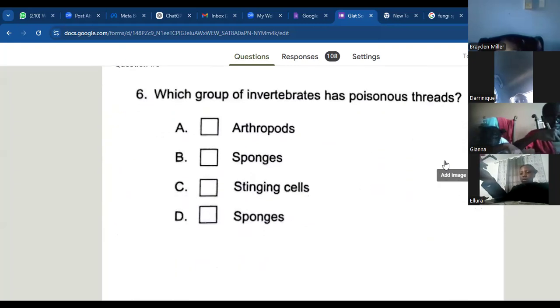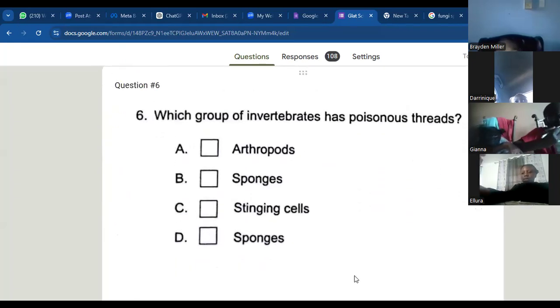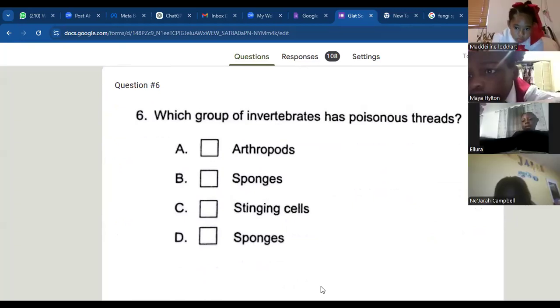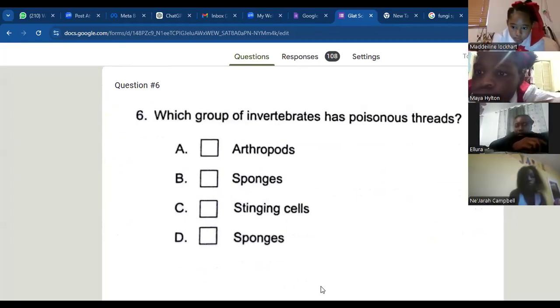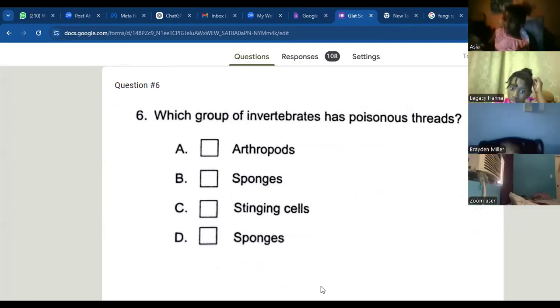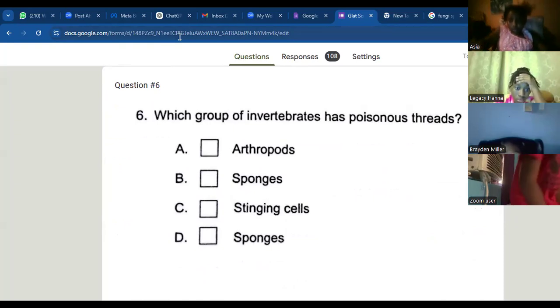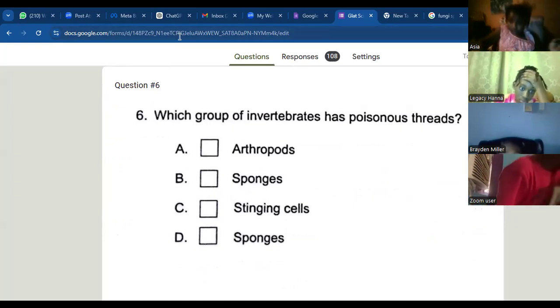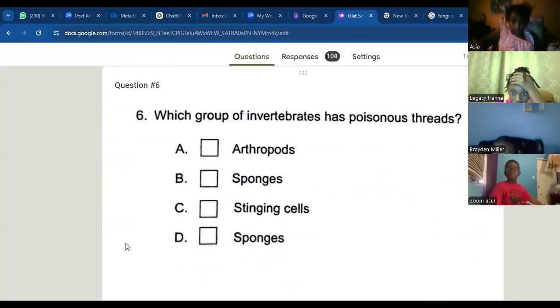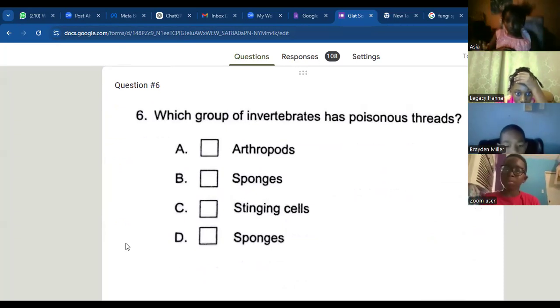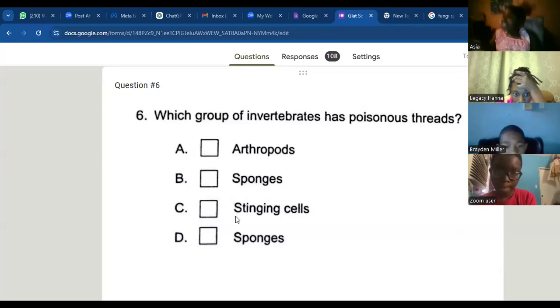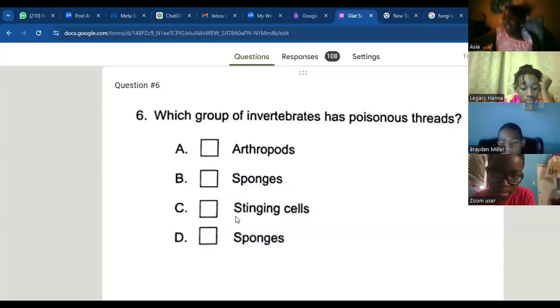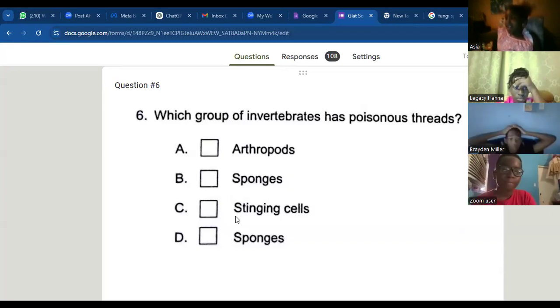Go ahead, Trinity. Read number 6. Which group of invertebrates has poisonous threads? A. Arthropods. B. Sponges. C. Stinging cells. D. Sponges. Very good. What's the correct answer for this one? Poisonous threads. Which group has poisonous stinging threads?